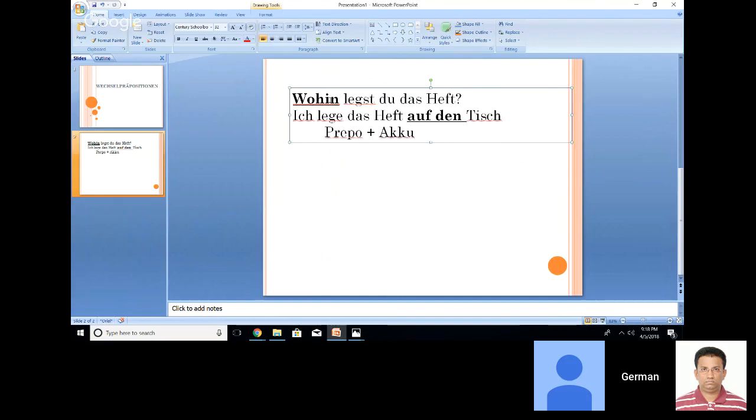Wohin is the question for accusative, which means where to. Where have you kept the notebook? I have kept the notebook on the table. It is auf. Auf means on horizontally. I've kept the book on the table. And over here, Tisch is der Tisch, but auf is used as an accusative preposition. That's why it becomes den Tisch.